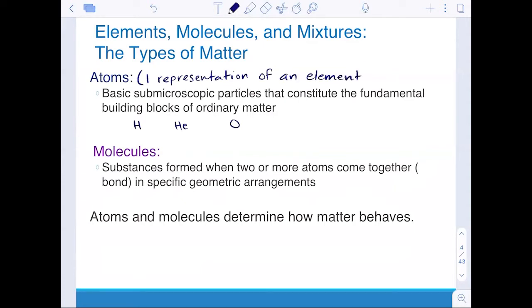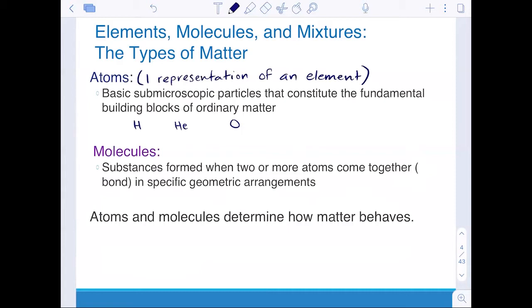So when we look at our trusty periodic table, we are going to be able to see one representation of that element, which is what we call an atom. Now, a molecule is something very, very different. A molecule is a substance formed when two or more atoms come together in a bond. We're going to be diving into bonds a little bit later, in unit 2. But a molecule has to be more than one atom, two or more.